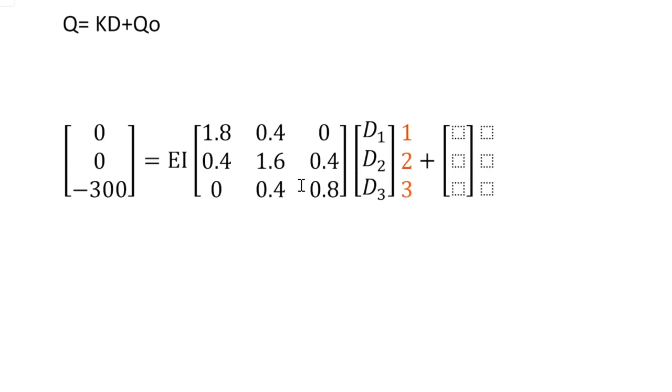Okay, next plus Q naught. Plus Q naught means Q naught at position 1, at position 2, and at position 3.